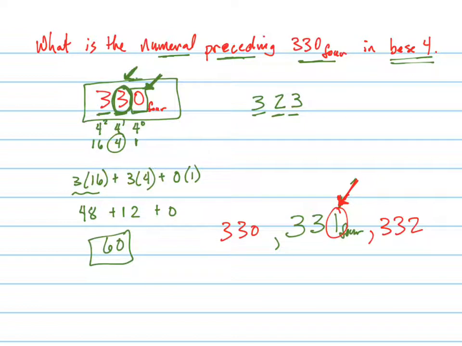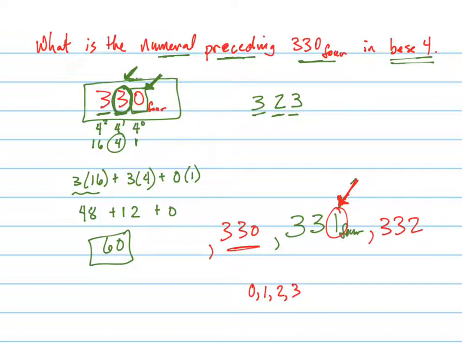But they gave us 330. So what comes right before 330 if you're listing them out? It is not 339 because 9 is not a digit. In base 4, what are our options? 0, 1, 2, or 3. So it's not base 10. We're doing base 4, so you have to think differently about it.